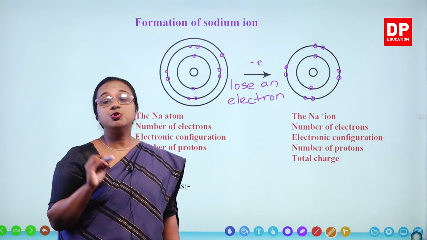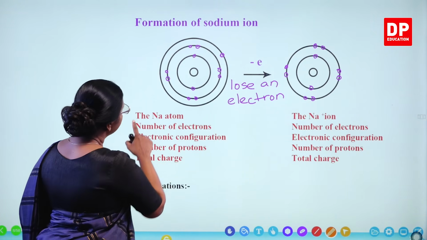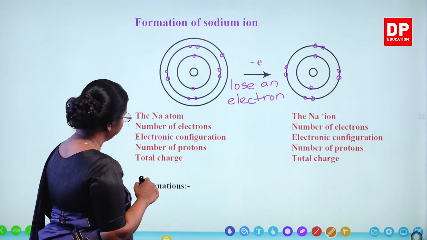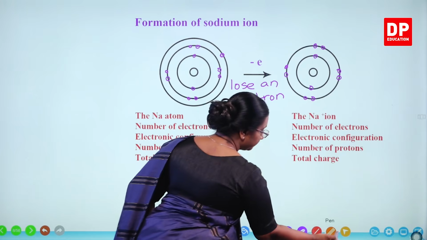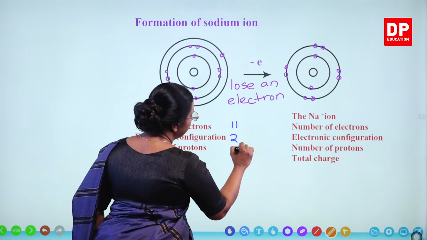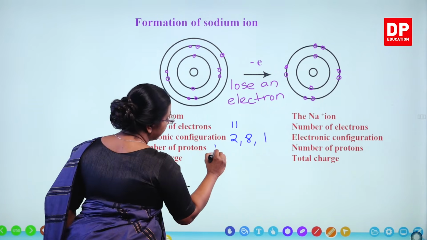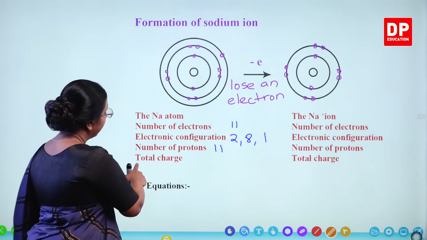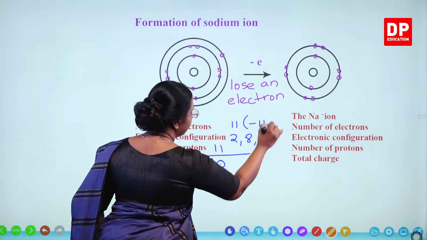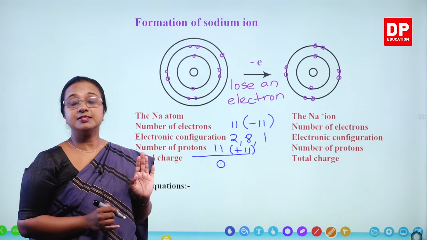So they have 2-8 electronic configuration. If we write that down, now you can see the sodium atom: the number of electrons is 11 and the electronic configuration is 2-8-1. What is the number of protons? The same as electrons, 11. And the total charge is 0 because there are 11 negative charges and 11 positive charges. So the total charge is 0.